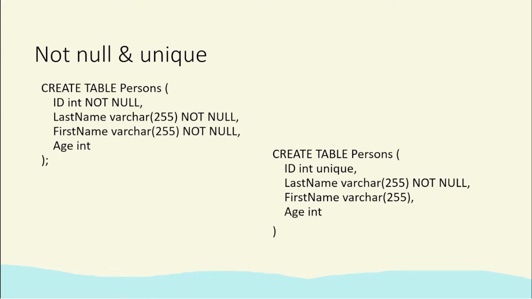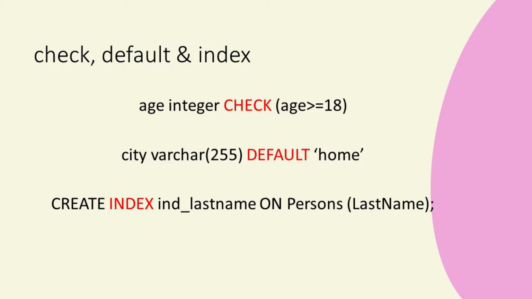Unique, exactly what you think it means: you can't have duplicate values. We've got check. So for example, here in this example, we've got age is greater than or equal to 18. We've got default, which gives a default value. And if we want to access things easily, we can create an index on them. So if you're going to use LIKE searches on the last name, for example, then we can create an index so it's easy to find last names.